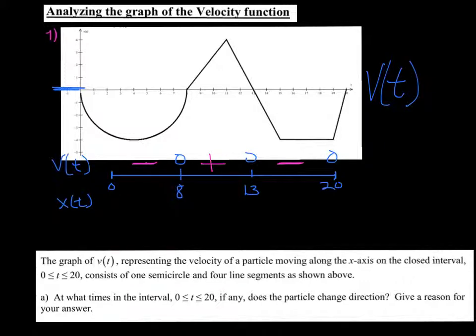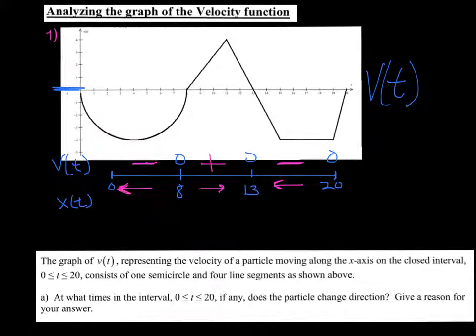Okay, so remember, if the velocity function is negative, that means that the particle is moving to the left. All right, if the velocity function is positive, the particle is moving to the right and then again to the left. All right.